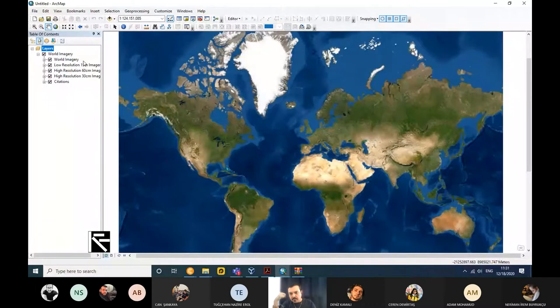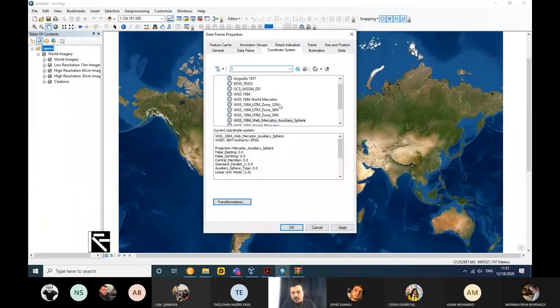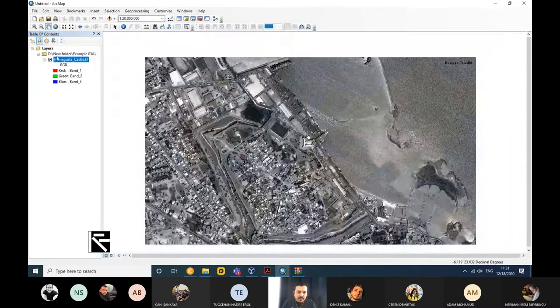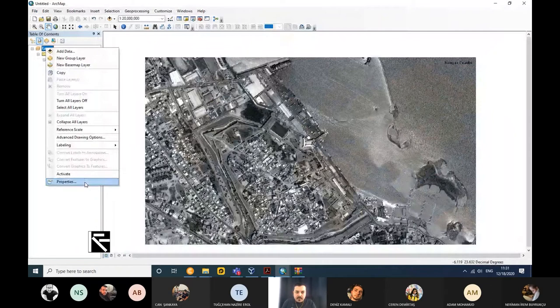As you remember, I told you that we have different projection systems. You need to define which projection system you are going to work with. You can also do it from here. This is another possible way.